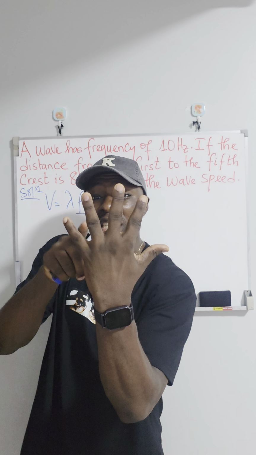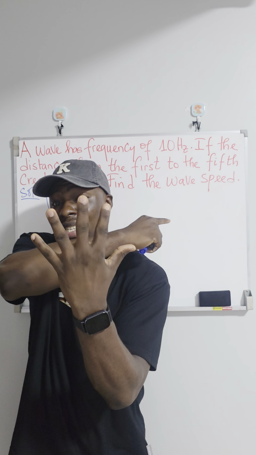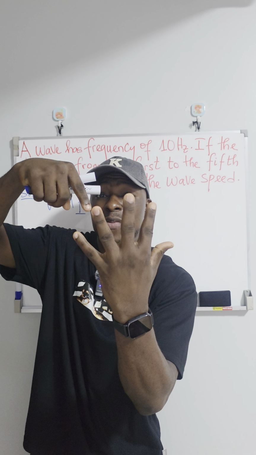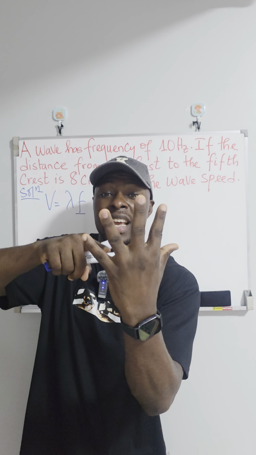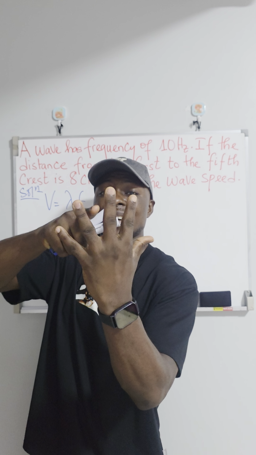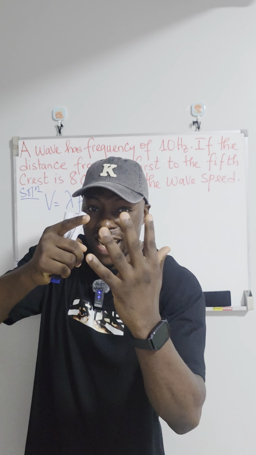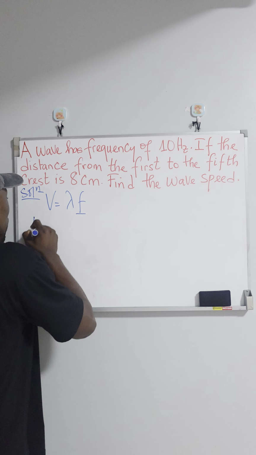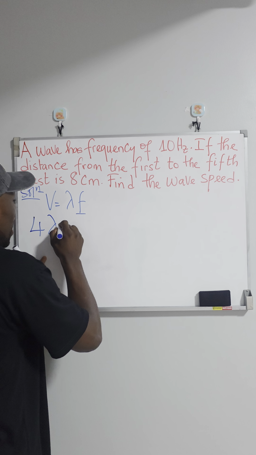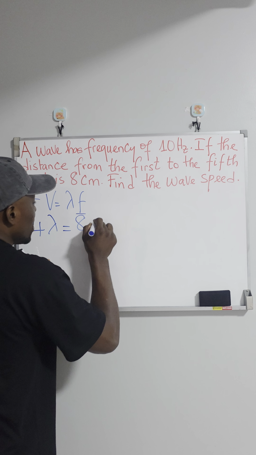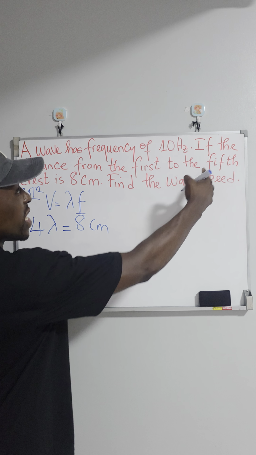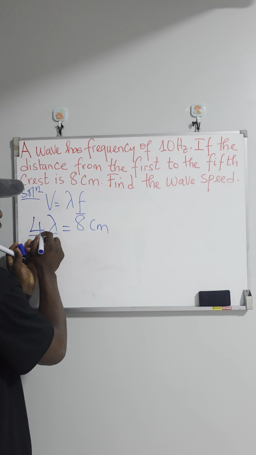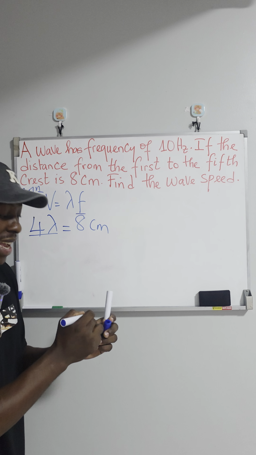Therefore, if we consider these 5 fingers to be these 5 crests, then for 5 given successive crests, we will have 4 wavelengths. This is one wavelength, the second, the third, and the fourth. Let's exploit this information to find the wavelength. Therefore, 4 wavelengths have an equivalent distance of 8 cm, because within the 5 crests there are 4 wavelengths, and the total length of these 4 wavelengths should equal 8 cm.